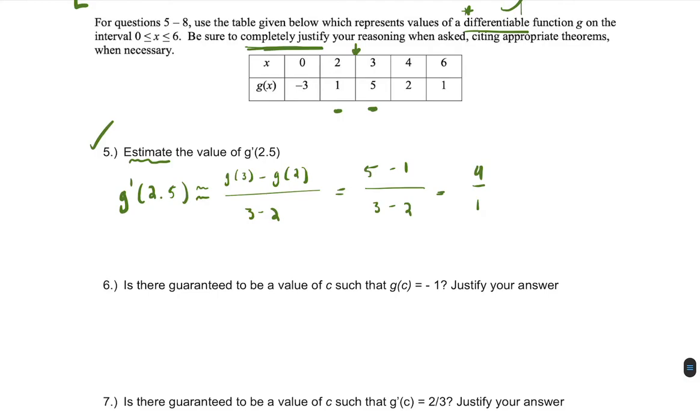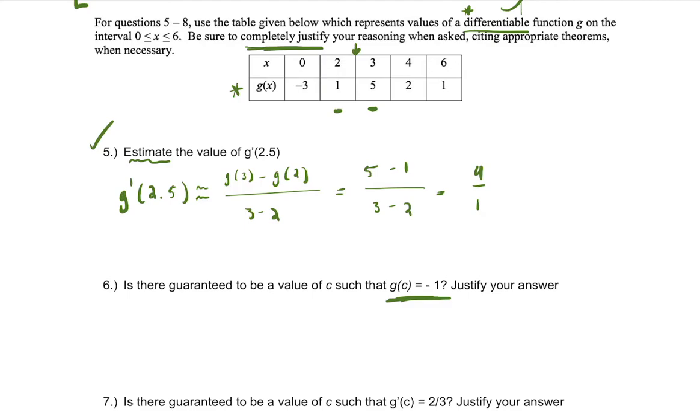Is there guaranteed to be a value of c such that g of c equals -1? The really important way to know whether you're going to be asked about the mean value theorem or the intermediate value theorem is to look at your table and say, am I being asked about the same function I was given, or am I being asked about one level lower, the derivative of that function? In this case, you're being asked about the original function, g of c equals -1. So we're going to be applying the intermediate value theorem.